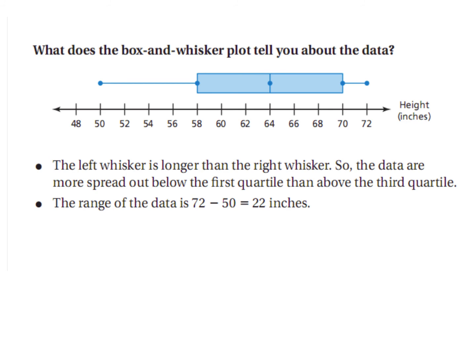So let's go ahead and take a look at this one. Again, this is our lower extreme, our lower quartile, our median, our upper quartile, and our upper extreme. So it says the left whisker is longer than the right whisker. So they're saying this side is longer than this side. So the data are more spread out below the first quartile than above the third quartile. The range is 72 minus 50, which is 22. So here's our upper extreme, so that's 72. Our lower was 50, so there's where they've got those numbers.